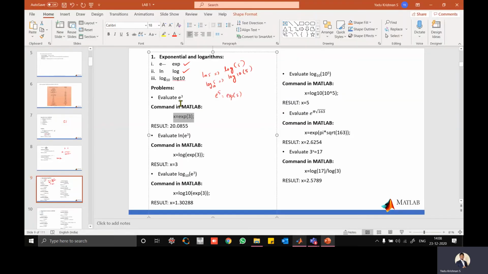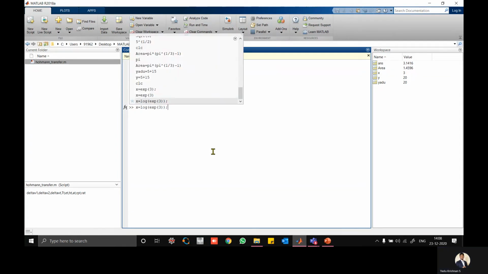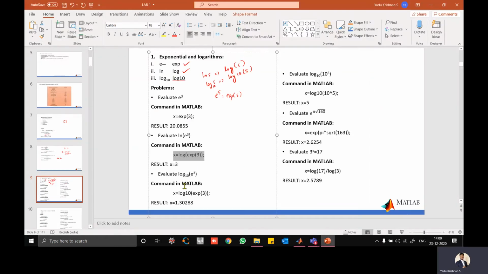Got it? And let's take log of e^3. What is that? Tell me the answer. Log of exponential of 3 should be 3, because log and e are inverses of each other, e is nothing but the antilog, right? So log and antilog cancel each other, and you will get the answer. I hope you are understanding what you have to do.